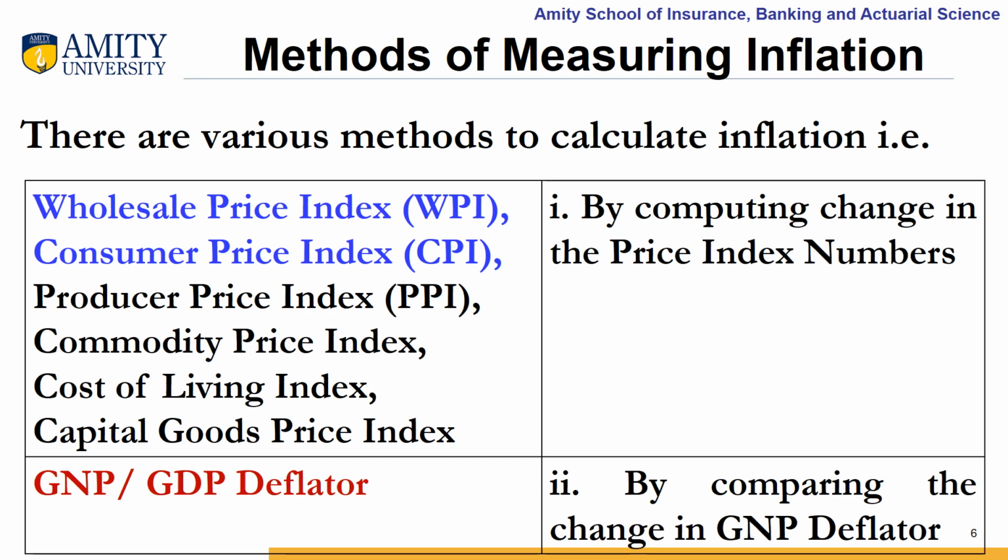So when we use price index numbers, different methods are wholesale price index, consumer price index, producer price index, commodity price index, cost of living index, and capital goods price index. In these methods, wholesale price index and consumer price index are the most important. The other way of measuring the inflation is by comparing the change in GNP deflator. So GNP or GDP deflator becomes another important method to be considered for measuring inflation.